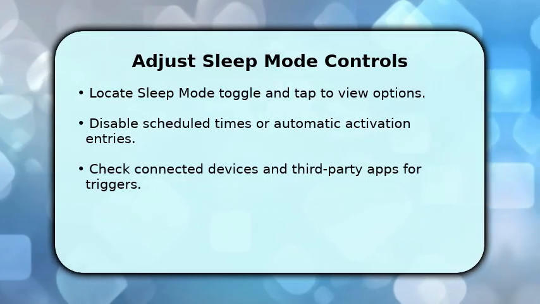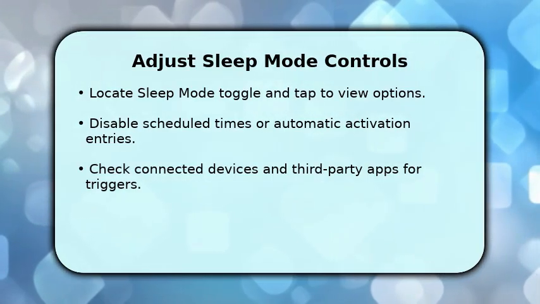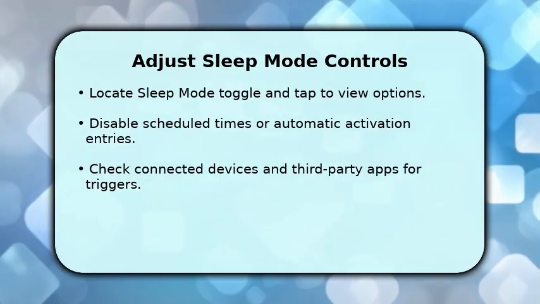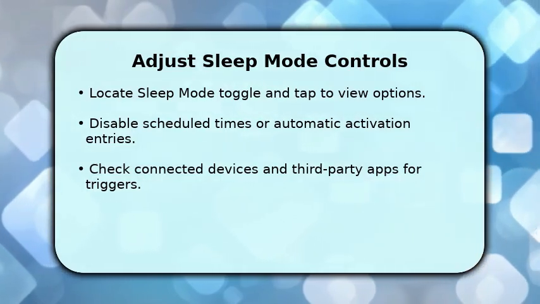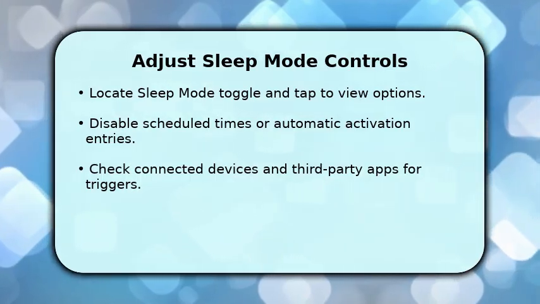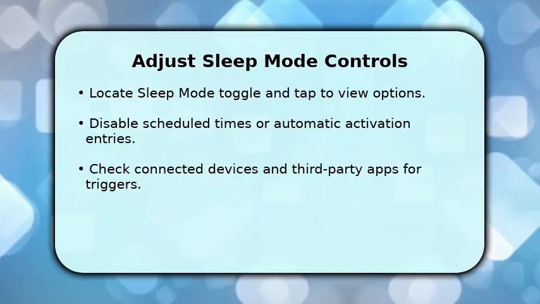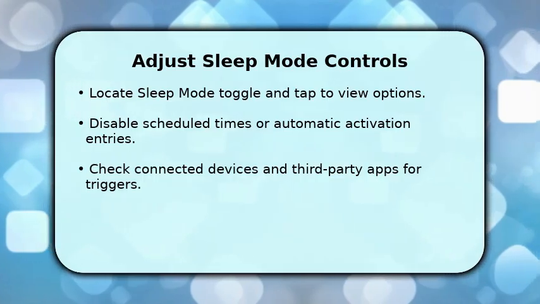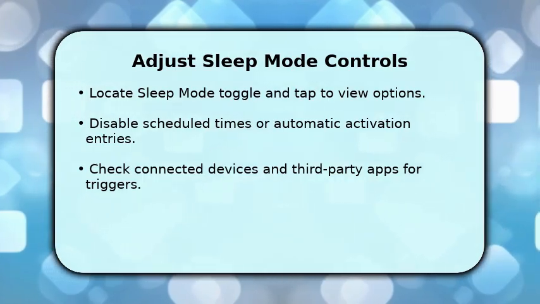Make sure to remove any saved schedule values like sleep start and end times, and verify linked calendars or well-being apps aren't set to trigger sleep mode. You should also inspect notification filters and message silencing settings, because they can mimic sleep mode behavior. Keep changes saved and watch for confirmation messages to ensure the feature is truly disabled.